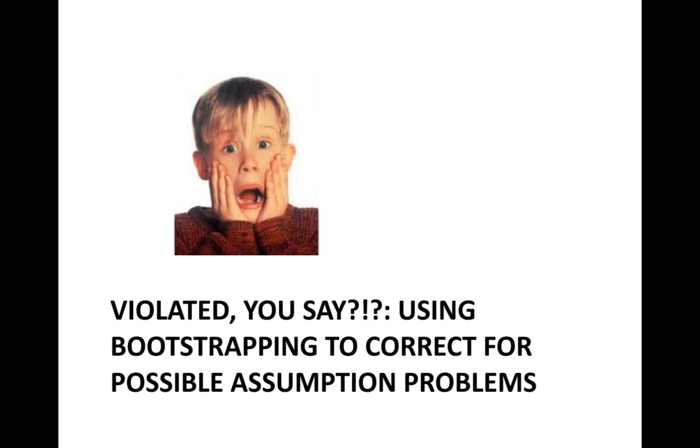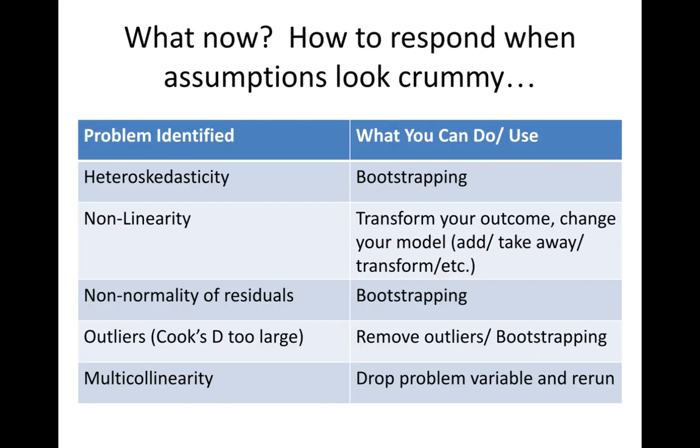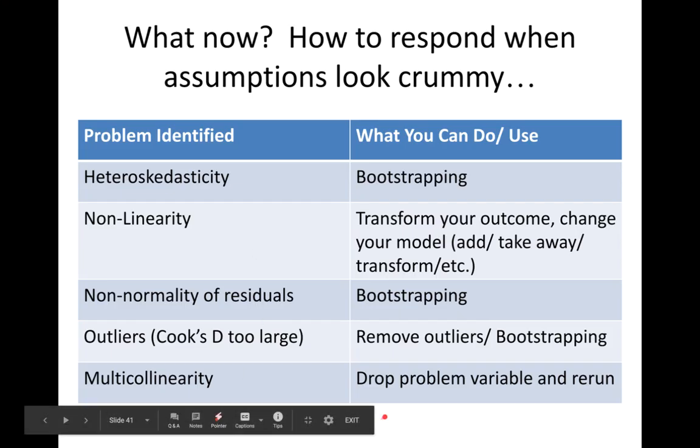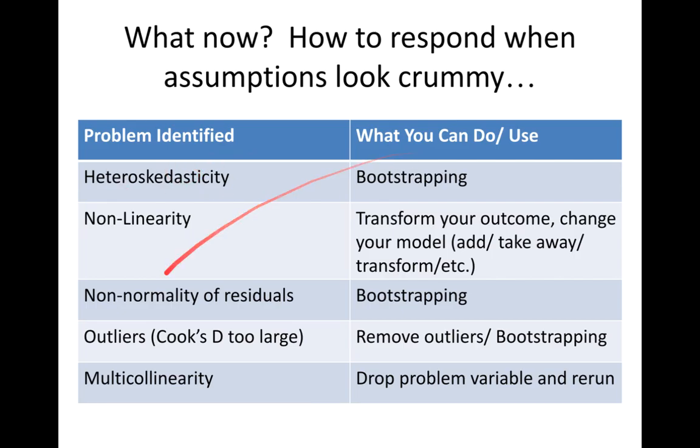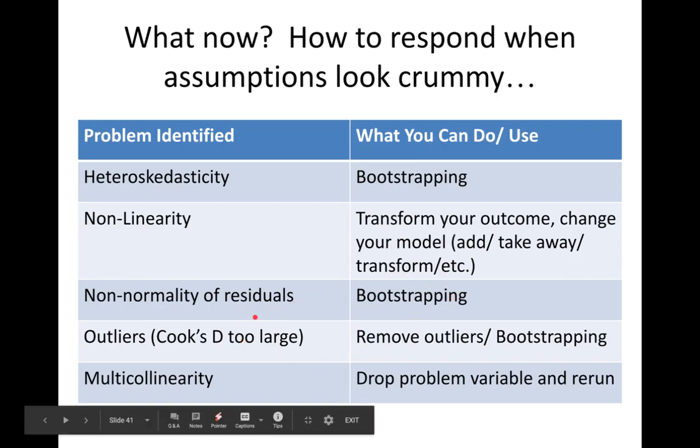And so there's this procedure called bootstrapping, which is a really relatively easy way to correct for many of those possible assumptions. So here's a nice little table I put together a couple years back about how you might respond when you have different violations of assumptions. So bootstrapping, you'll notice, pops up a lot. So if you have heteroscedasticity in your model, bootstrapping is a good solution. Non-normality of residuals, bootstrapping, and outliers, bootstrapping. So bootstrapping is a good go-to.